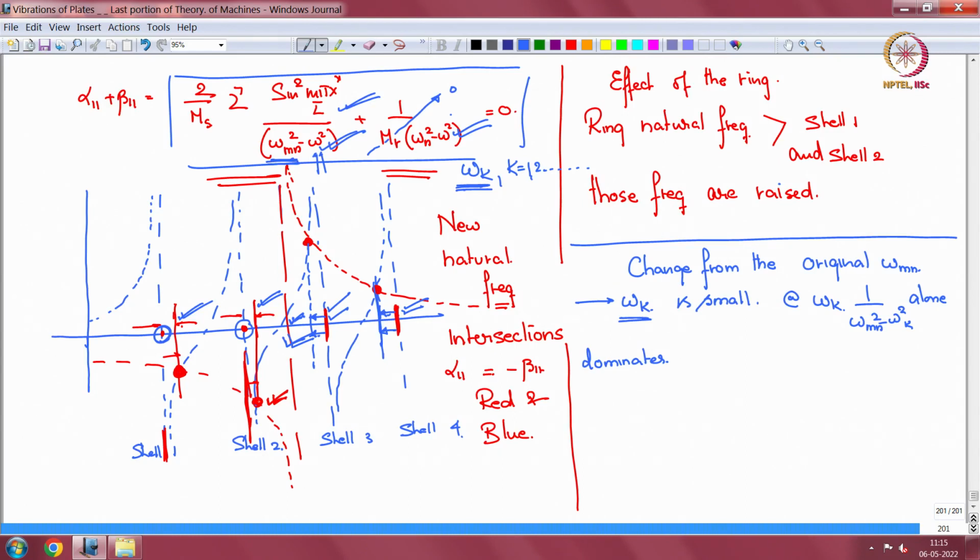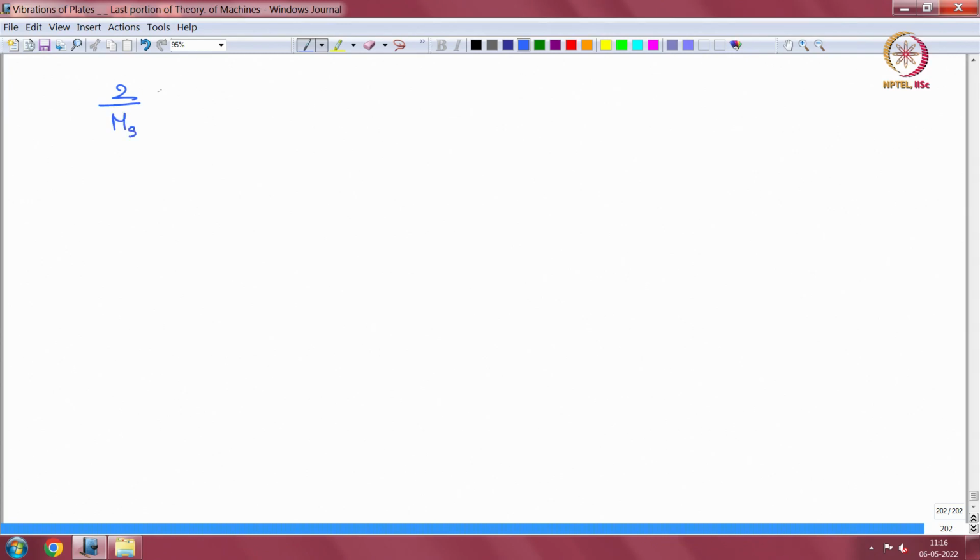You can see that, right. If I drop this to 0, this is the only term I have, then every natural frequency is omega mn. But because of the presence of the ring, there is going to be a shift, and if that shift is small, then whenever you put an omega k that is close to one omega mn, that term will dominate. So if we look at it that way, without the summation, twice ms sine square m pi x star by L by omega square mn minus omega square, plus 1 over mr, omega n square minus omega square is equal to 0. Which is: 2 by m shell, sine square m pi x star by L, by omega square mn minus omega square, plus 1 over m ring, omega n square minus omega square equal to 0.